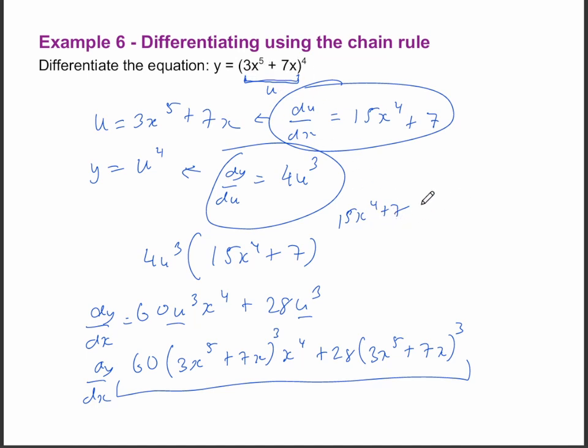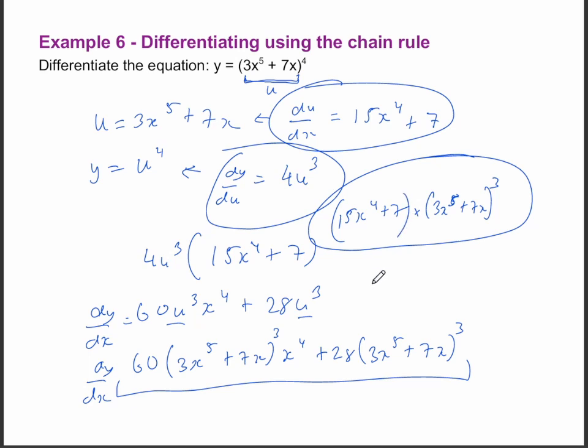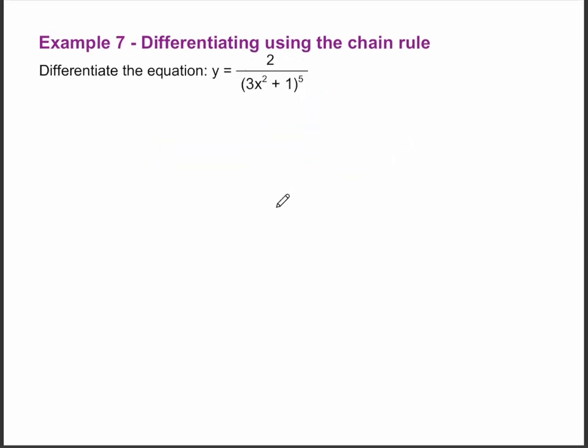Derivative of 7x is 7. Then multiply it with that bracket, 3x to the power 5 plus 7x, and raise it to the power 4 minus 1, so 3. That's going to be your answer. Obviously, this is in brackets. You're multiplying the entire derivative of whatever is inside with the bracket to the power n minus 1. Then we can do this right here.